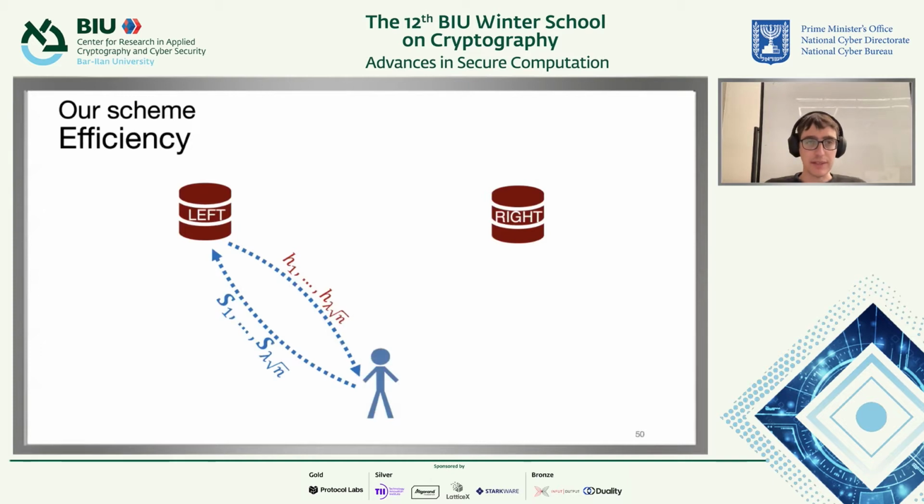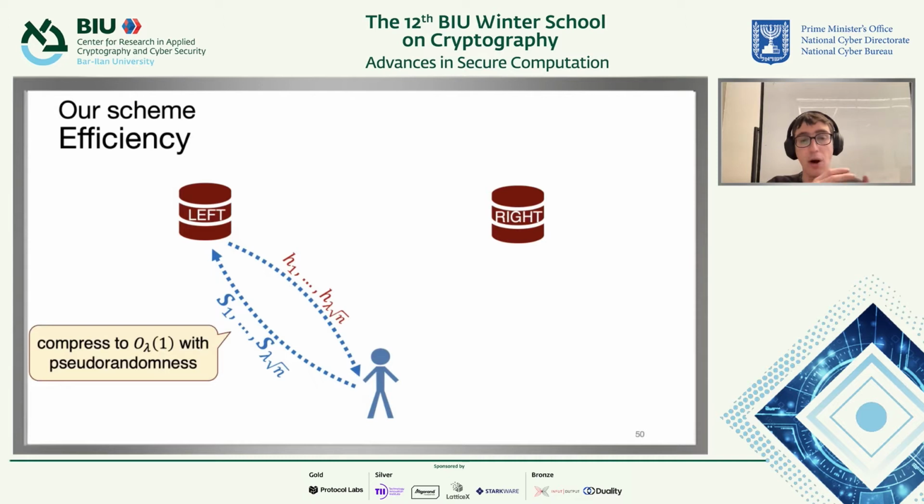Okay, that was security. Now in terms of efficiency, let's do the bookkeeping. In the offline phase, the client sends a description of lambda times square root n sets. Naively, this would be too expensive because the size of each set is square root of n, and this would already be superlinear and would defeat our purpose.